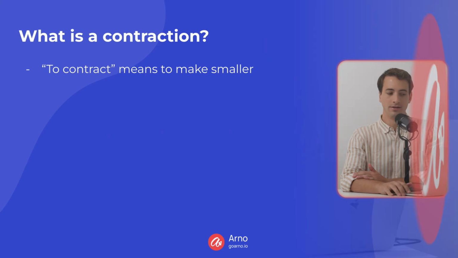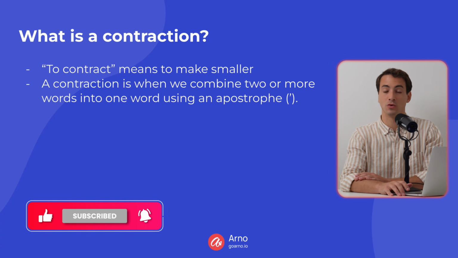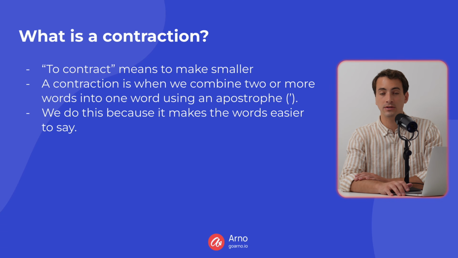Let's begin by asking the obvious question: what is a contraction? To contract means to make smaller. And a contraction is when we combine two or more words into one word using an apostrophe. We do this because it makes it easier to say the words.